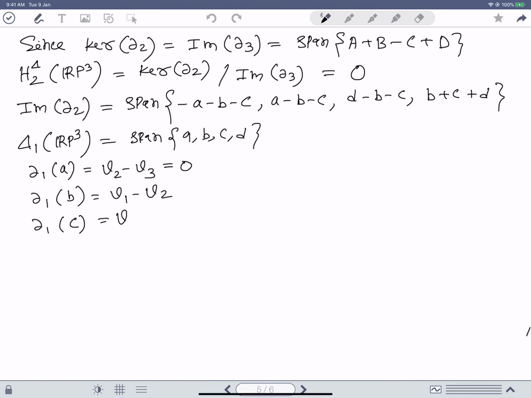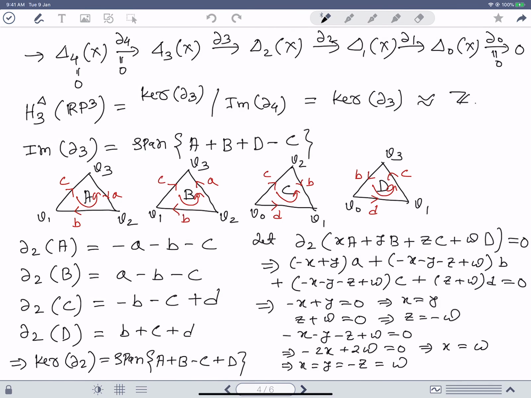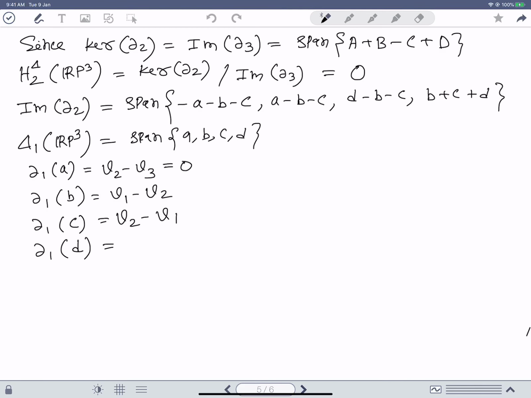So it is V2 minus V1, and boundary of D will be, you can check, it is an edge from V0 to V1, so boundary of D will be V1 minus V0, but we know that V0 equal to V1, therefore it is equal to 0. So this is equal to 0. Okay. Now what will be the kernel of delta 1?